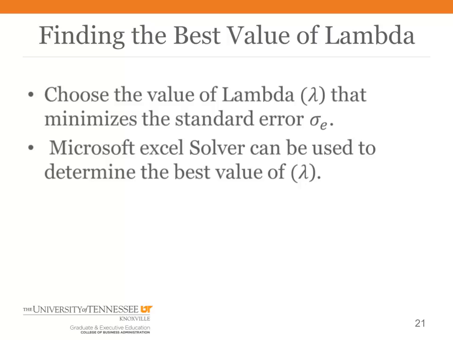Well, trial and error would be one method, but actually Excel has a routine called Solver, and you can tell Solver to take the cell that contains the mean squared error or the standard error, either one, and make it as small as possible by changing the value of the cell that contains lambda, and it will do that for you automatically.